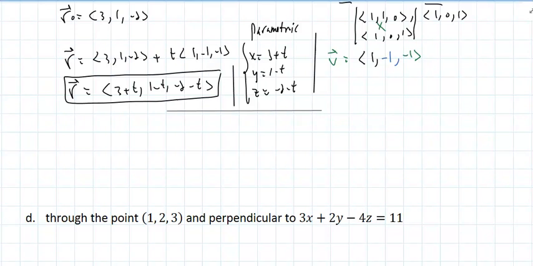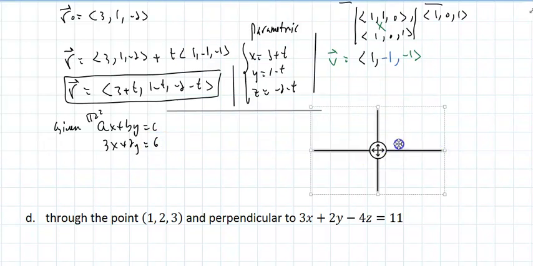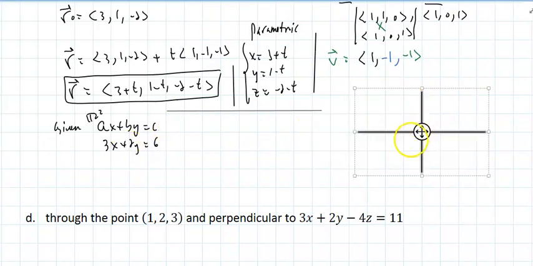So, given ax plus by equals c, I'm talking about 2 dimensions. An example of that: 3x plus 2y equals 6. If I sketch a graph of that line, when x equals 0, y equals 3, and when y equals 0, x equals 2. There's my line.